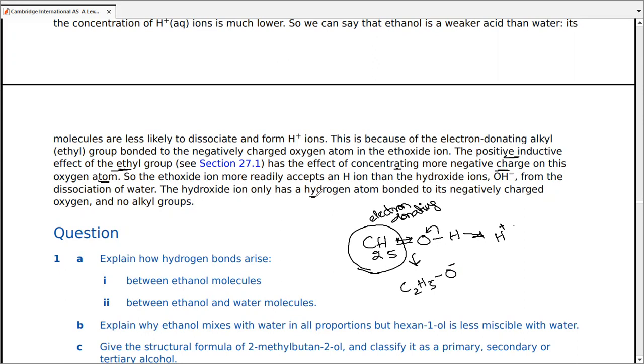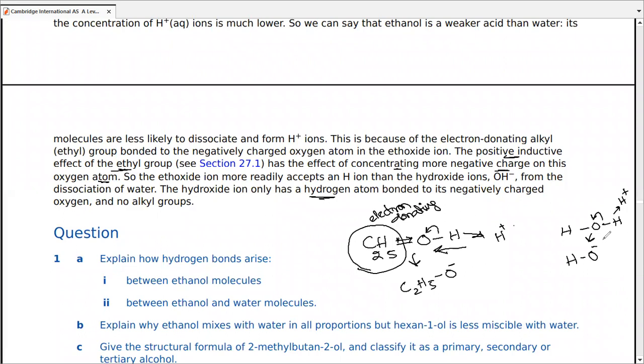The hydroxide ion only has a hydrogen atom bonded to it. And that's actually where we need to compare it with water. This is the structure of water. Now, we do understand that the oxygen is going to keep this bond and the hydrogen will be given out as H+, and that's how this oxygen becomes OH negative. But in this case, there is no positive inductive effect, right? So this positive inductive effect actually makes the oxygen easily accept an H+ ion, which makes this reaction go more to the reverse or the backside.